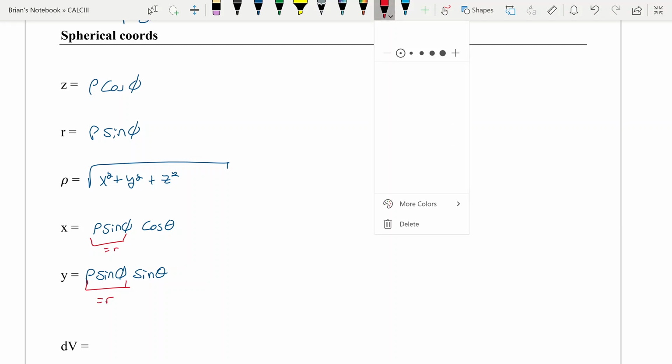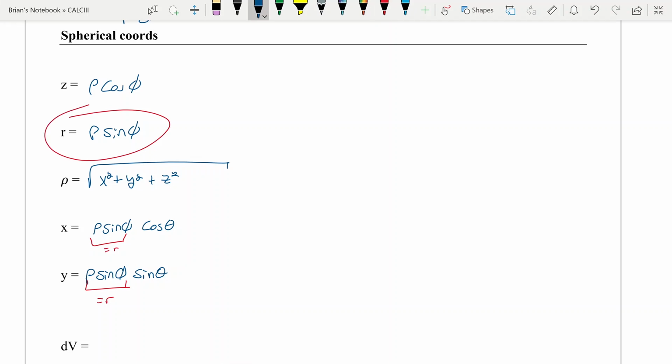Cool, from above. Okay, and then for dV, we have rho squared sine phi, d rho, d phi, d theta. Luckily for you guys, you'll probably have that on you when you take the exam. So nothing too hard to memorize. Just make sure you have it organized and correct somewhere, like an index card, which is really great if you're doing these problems. But yeah, are there any questions about that? And I can pull up the diagram again.